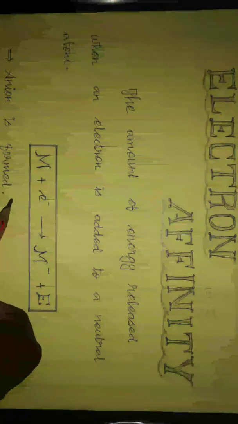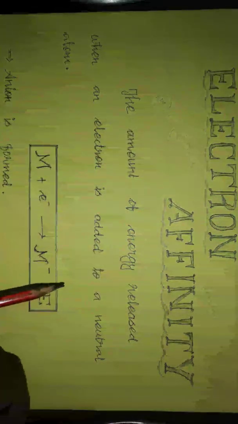neutral atom. That is, when an electron is added to a neutral atom, now look, this is considered as an atom. It is a neutral metallic atom. When an electron strikes on its surface, this process results in a release of a certain amount of energy. What is released? A certain amount of energy is released, and that released energy is termed as electron affinity.